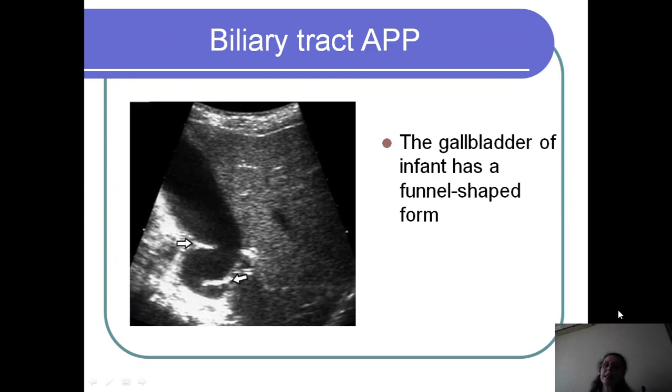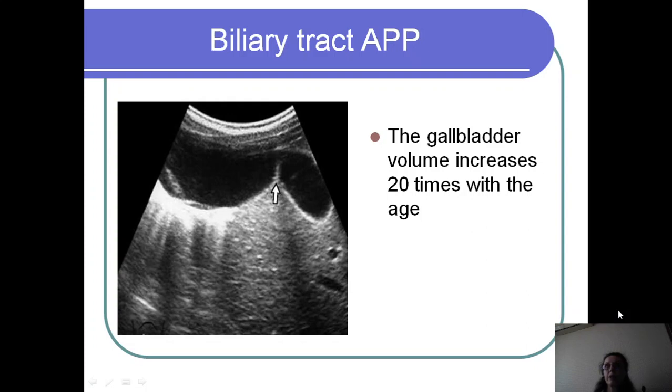Biliary tract anatomic and physiological peculiarities. The gallbladder of an infant has a funnel-shaped form. Actually, it's absolutely normal, and sometimes when you see it on ultrasound inspection, it may be interpreted as some pathological event which contributes to the delay of bile outflow, but it's not like that. It's just one of the anatomic and physiological peculiarities.